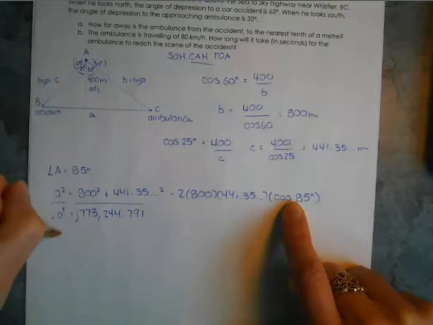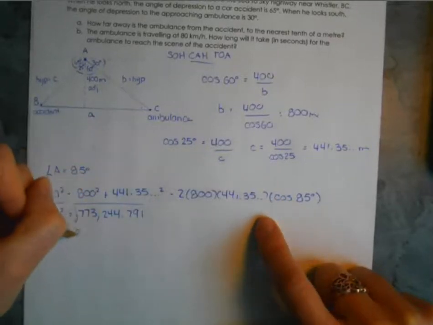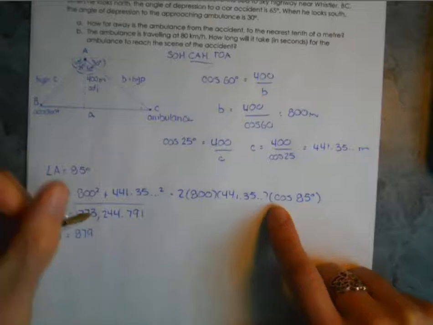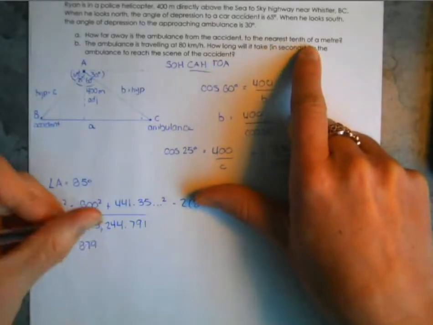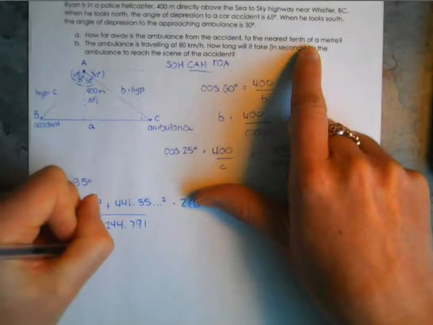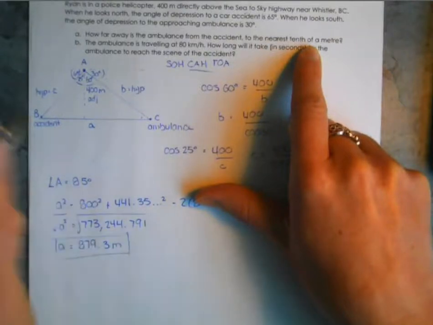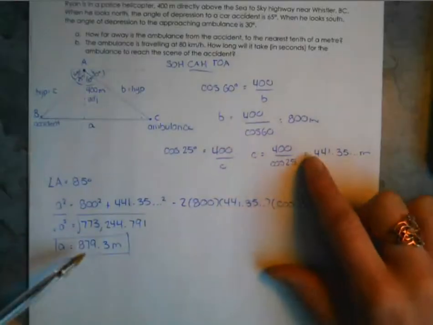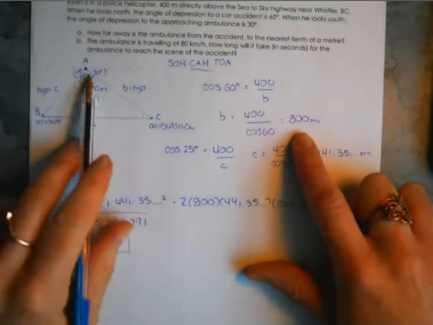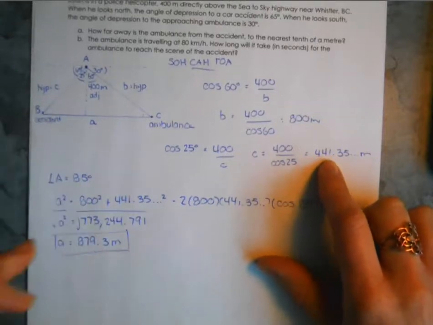So we end up with A being equal to 879. And we get a decimal, but they asked us to round to the nearest tenth of a meter, so we're going to round it to 1 decimal. So that's the distance between the accident and the ambulance, which seems like a reasonable number, right? We had 800 was this length, 441 was that length, so 879 seems like a reasonable length there.